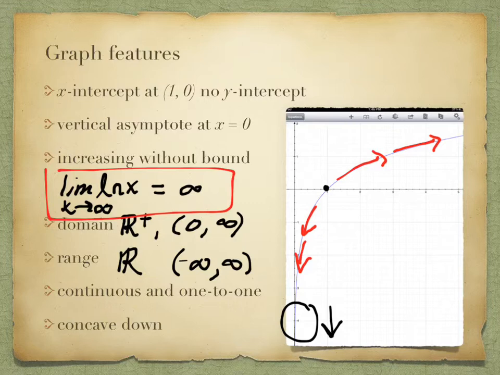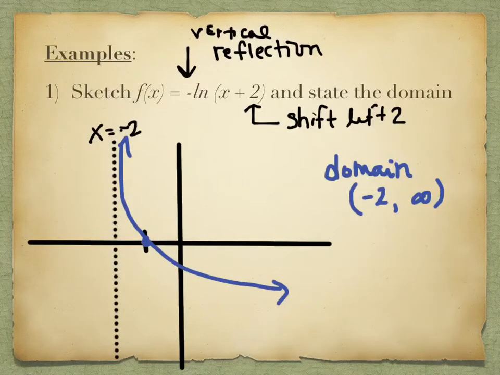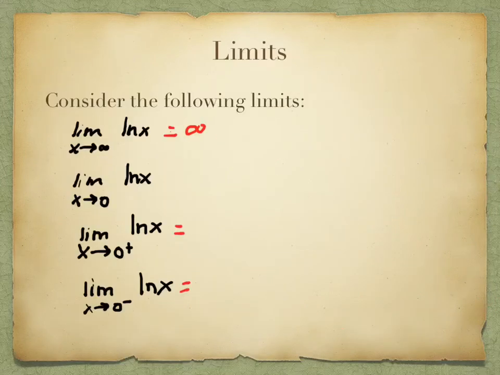What's happening? It's decreasing. How far? Yeah, infinity, and it's negative, right? Because it's the bottom part of the graph. So this limit right here is actually negative infinity when the limit is coming from the right.